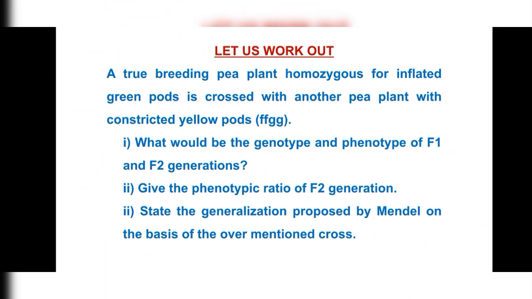Here is a question for you to work out. A true breeding pea plant, homozygous for inflated green pods, is crossed with another pea plant with constricted yellow pods. The given genotype is small f, small g. First question, what would be the genotype and phenotype of F1 and F2 generations? Second question, give the phenotypic ratio of F2 generation. Third question, state the generalization proposed by Mendel on the basis of the above-mentioned cross.